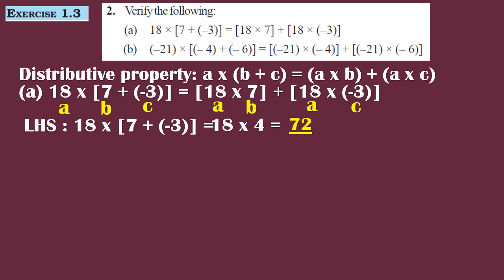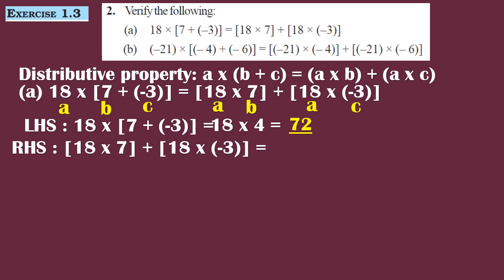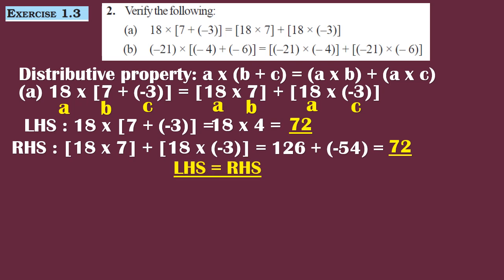Now let us see what we will get when we simplify the right hand side. RHS. 18 into 7. What is 18 into 7? Both are positive, so simply multiply: 126. 18 into minus 3, that will be minus 54. And again you are adding a positive integer and a negative integer. So you need to find the difference between them and put the sign of the bigger number. So the difference is 72 and the bigger number 126 is positive. So the answer is positive. That means LHS and RHS are the same, equal. Thus it is proved, verified.